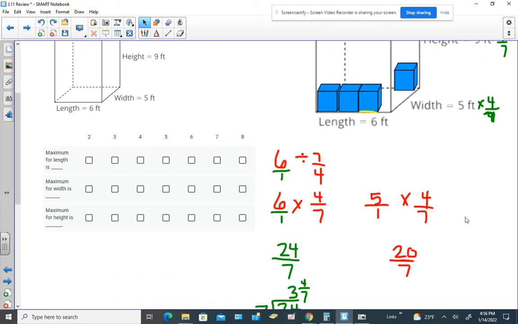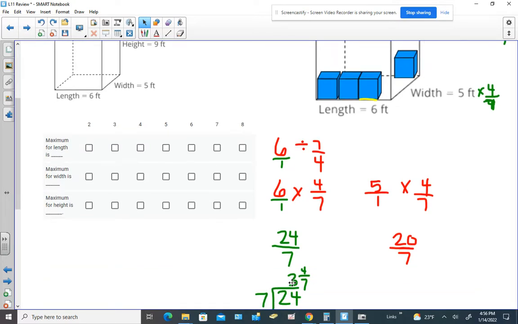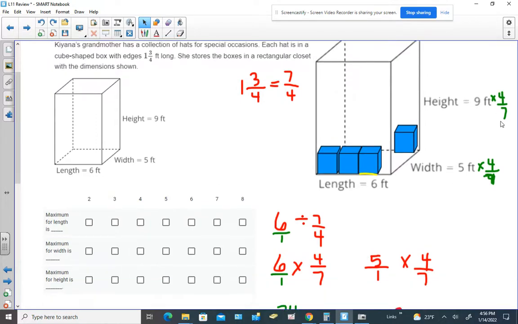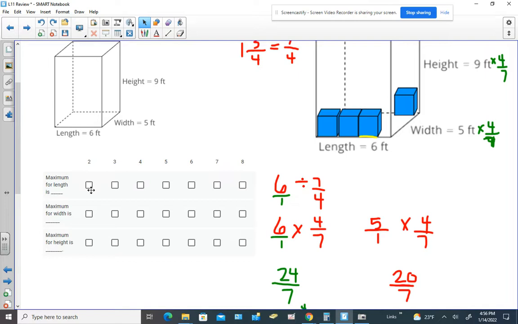So remember, you're not going to round it to the nearest whole number. You're going to what's called truncate, right? Because you're not going to have room for that partial. And then you're going to do the same thing with the height. You're going to find what 9 times 4/7 is. Now, whatever that whole number is, just check the box.